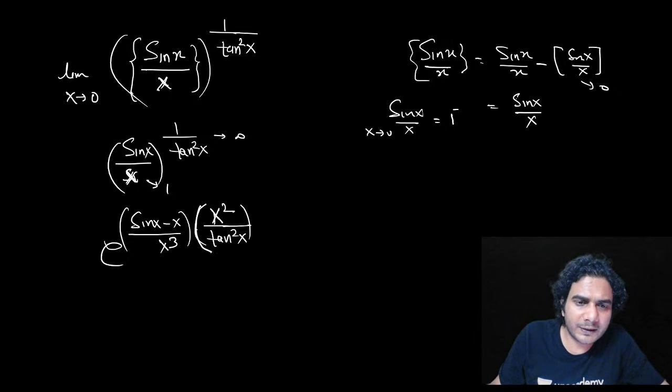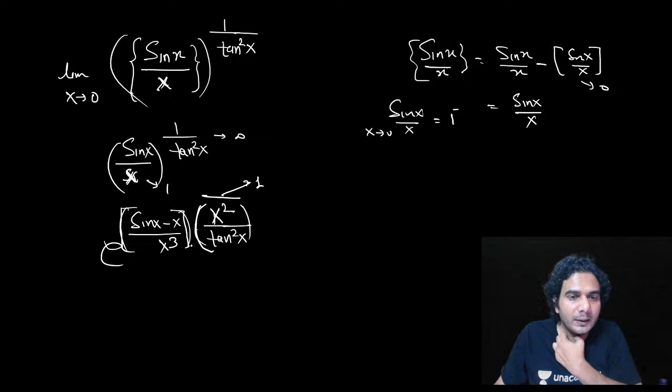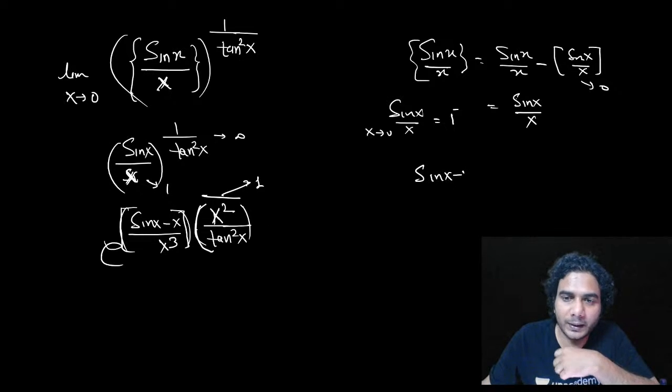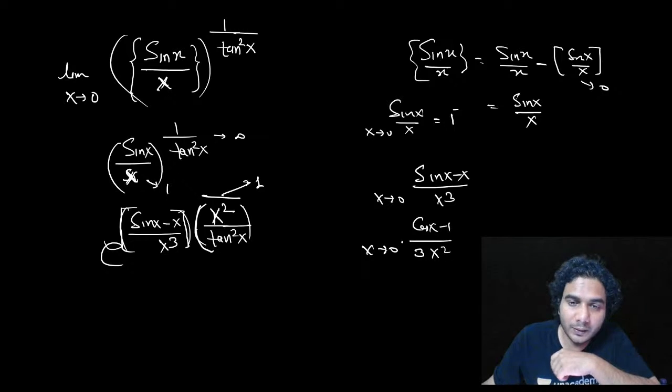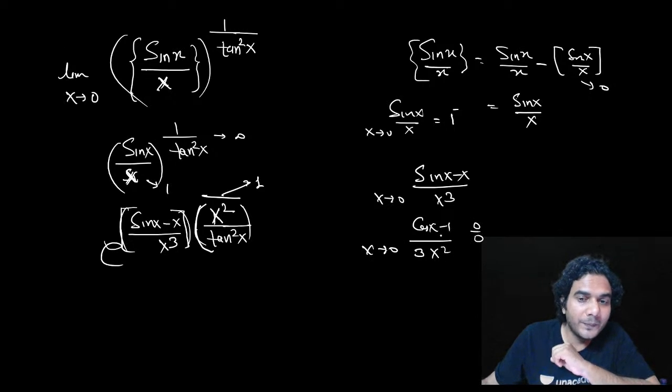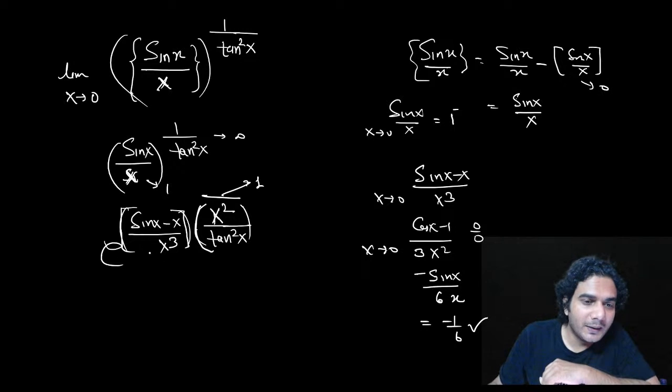This I know is a standard form; this will be 1. And this we will calculate using L'Hopital's rule, since it is f(x) into g(x). Sin x minus x upon x cube, if you apply L'Hopital's rule, is going to be cos x minus 1 divided by 3x square, x approaching 0. Still it is 0 by 0 form, so further apply L'Hopital's rule, and it is going to be minus sin x upon 6x. Now sin x upon x is 1, so it is going to be minus 1 upon 6. So the limit of this function is minus 1 upon 6.